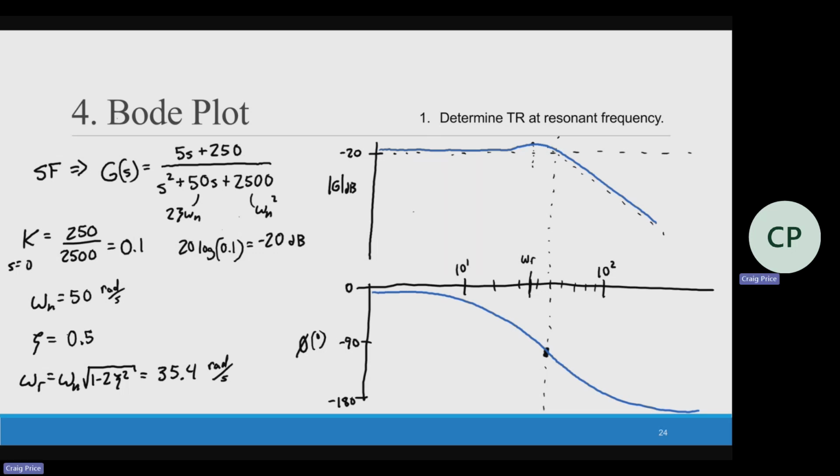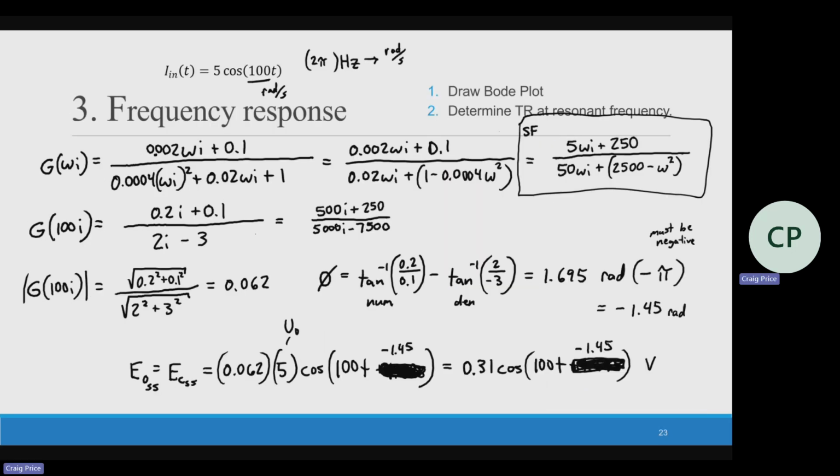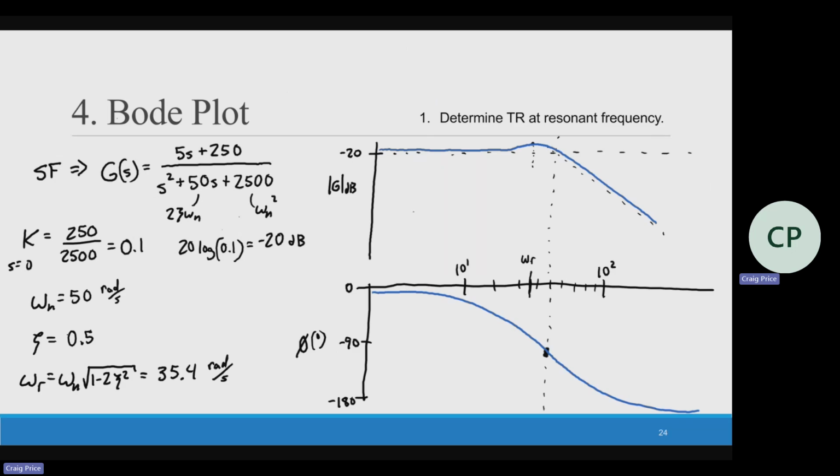All right, let's change the question. The slide before this, what did we do? We found the frequency response, we found the phase and the magnitude at a given input, right? So we were using a frequency of 100, plug that in, and we solved for magnitude and phase. Guess what? You can do the same thing. Once you know the resonant frequency, you can plug that. And so instead of using 100, I would use the resonant frequency of 35.4.